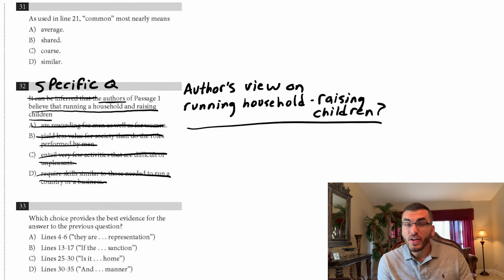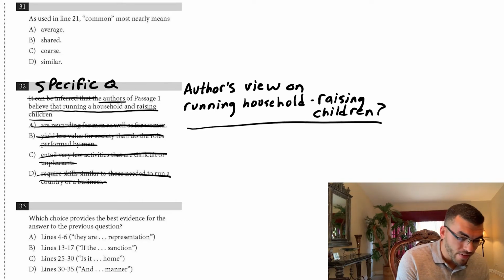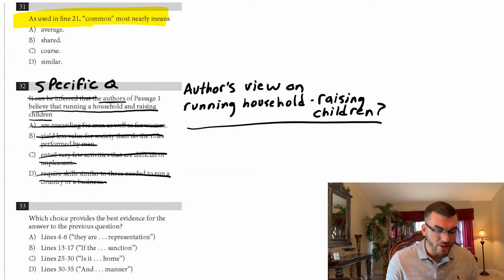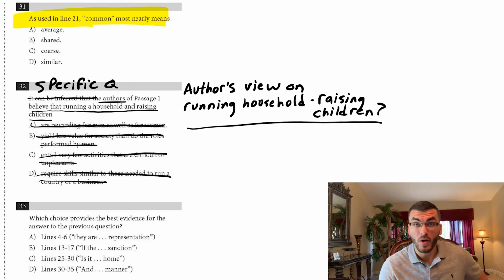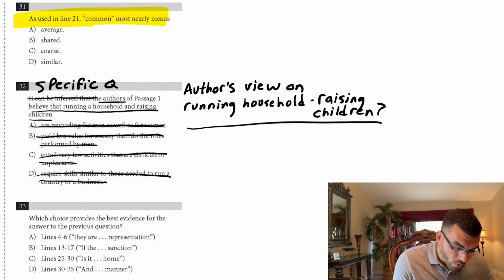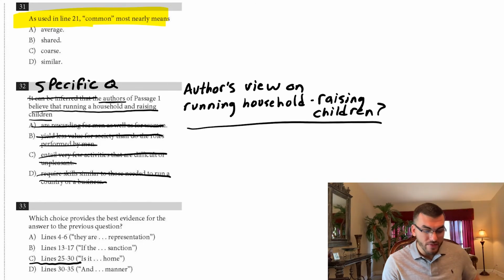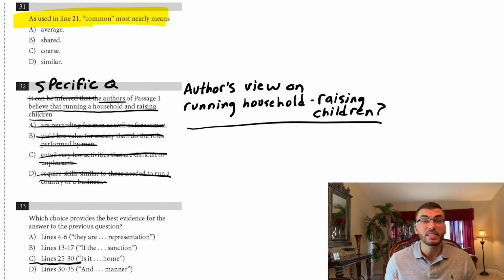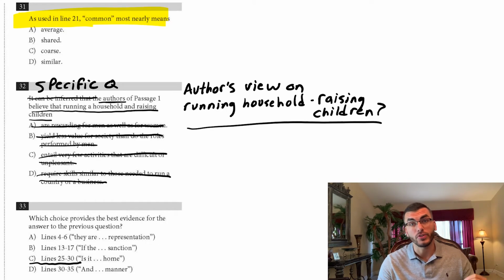So if question 31 is found on line 21, which of these lines in 33 should we start with? The questions go in order, so we're going to start with 25 to 30. That's where we're going to immediately go to start finding if those lines talk about running a household and raising children. Do not start at the top. Do not start with lines 4 through 6 and 13 and 17 because the answers go in order. You're going to be wasting time if you do that. Remember, stick to the strategy.